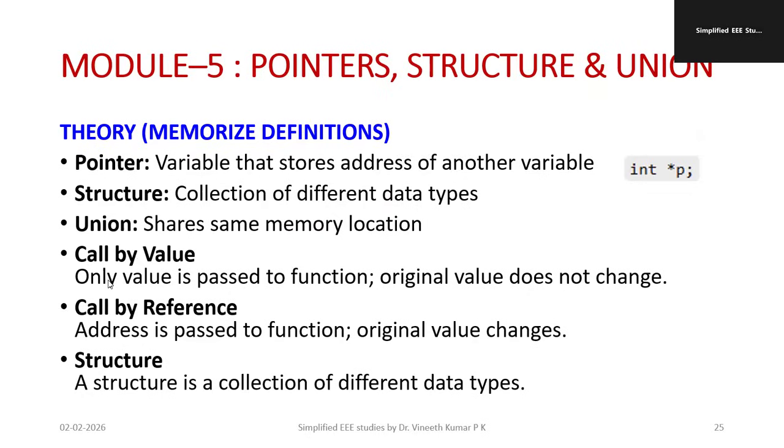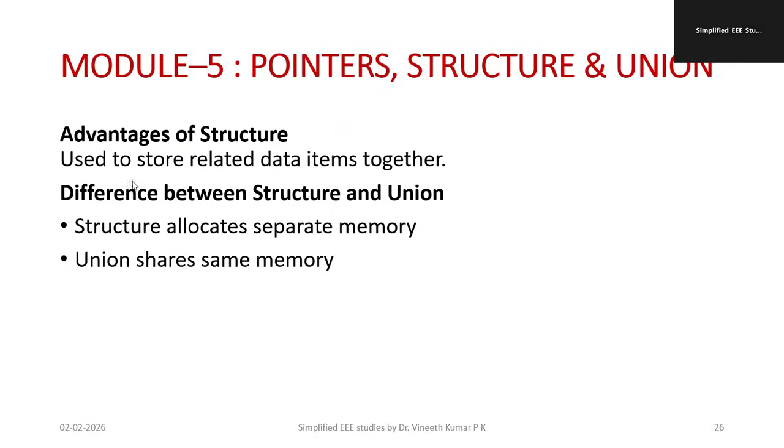What is call by value? Only the value is passed to the function. Original value does not change. What is call by reference? Address is passed to the function. Original value changes. Structure is a collection of different types of data. These definitions are most important. You can expect a similar kind of question in your examination.